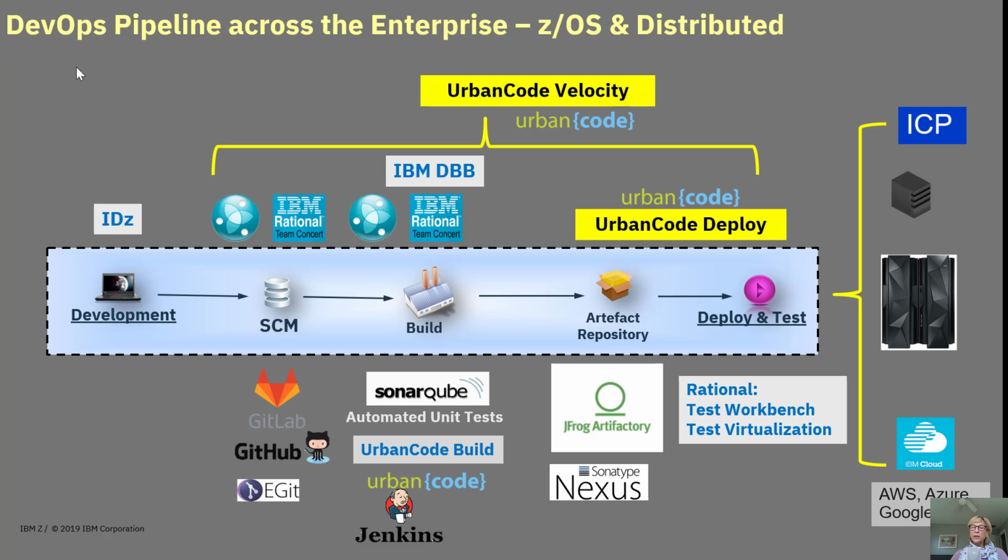Then once the build package is in the artifact repository, which could be Artifactory, Nexus, or the UrbanCode Deploy CodeStation, it's picked up by UrbanCode Deploy and deployed to either a test environment or onto production. And that could be OpenShift or a data center or the mainframe or a public or private cloud.